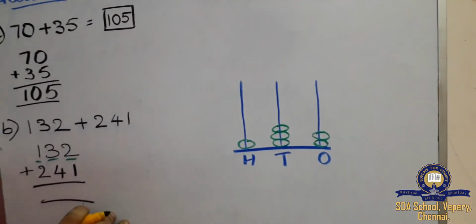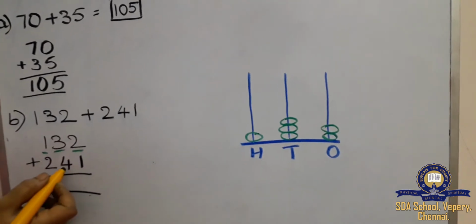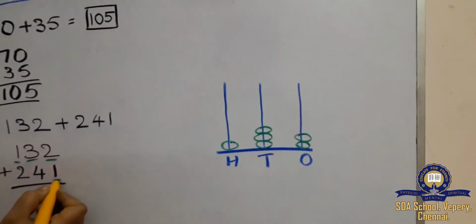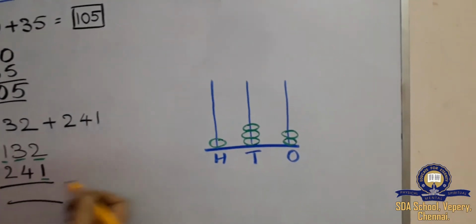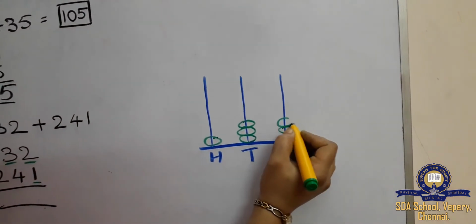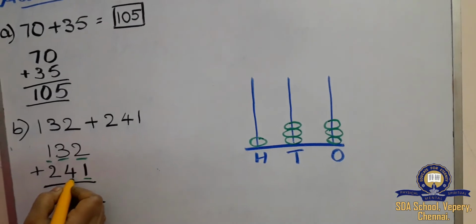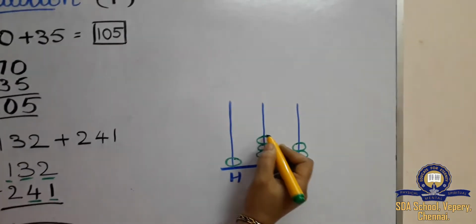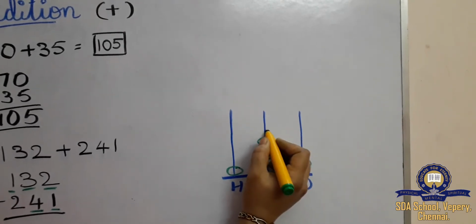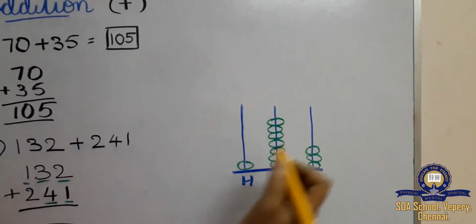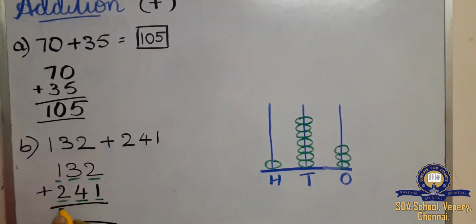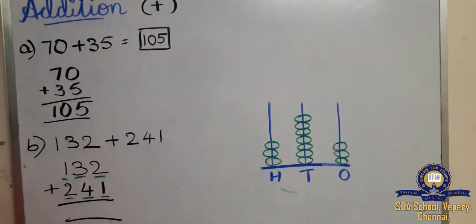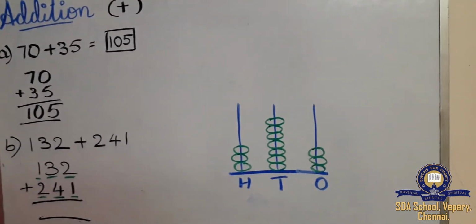Now what is the next one? They have given 241. Right, so again we'll write in ones place. Okay, 1. Now in tens place 4. So we have to draw 4 beads. 1, 2, 3, 4. Okay, and then hundreds place 2. So 1, 2. Okay, now let us total all these things.